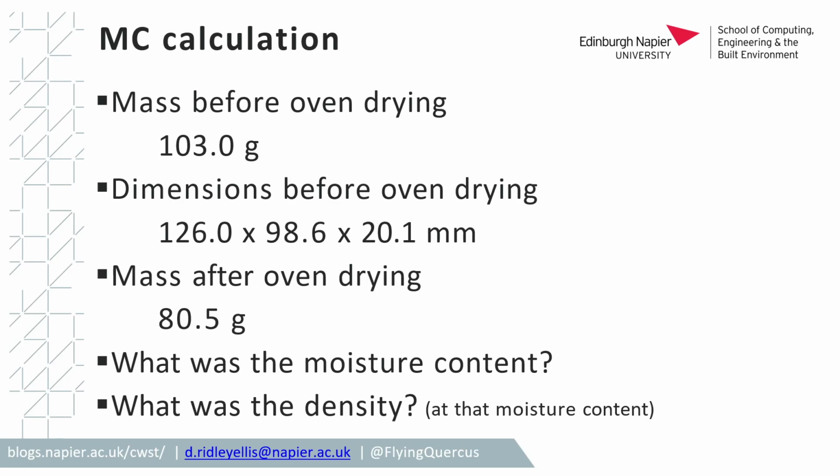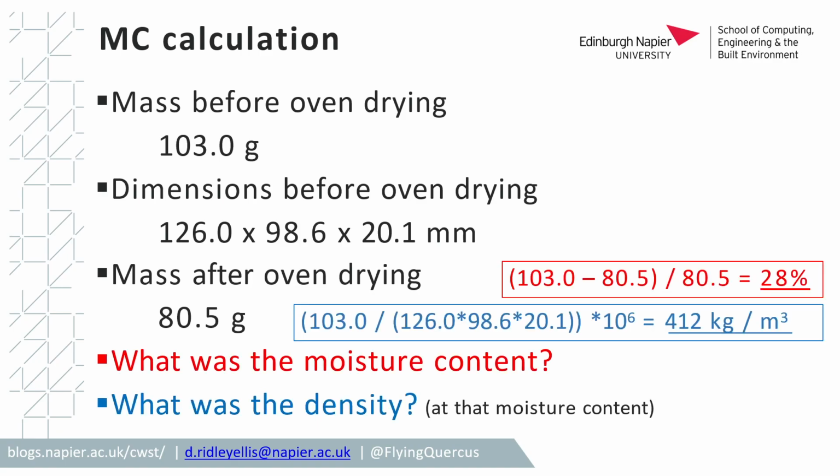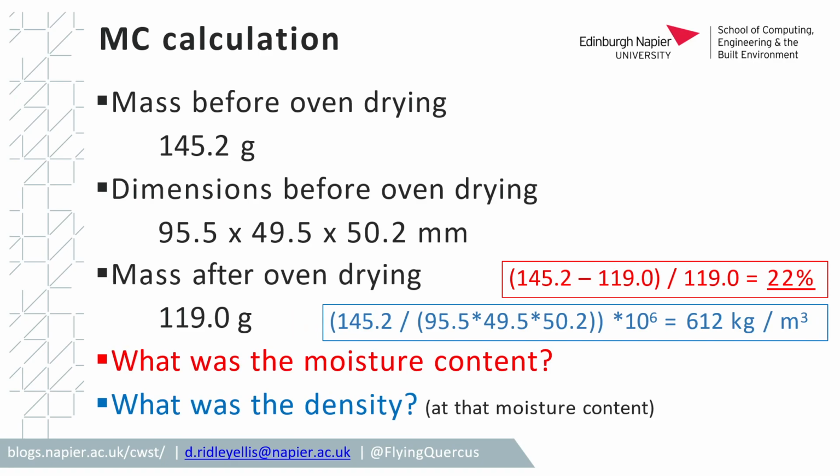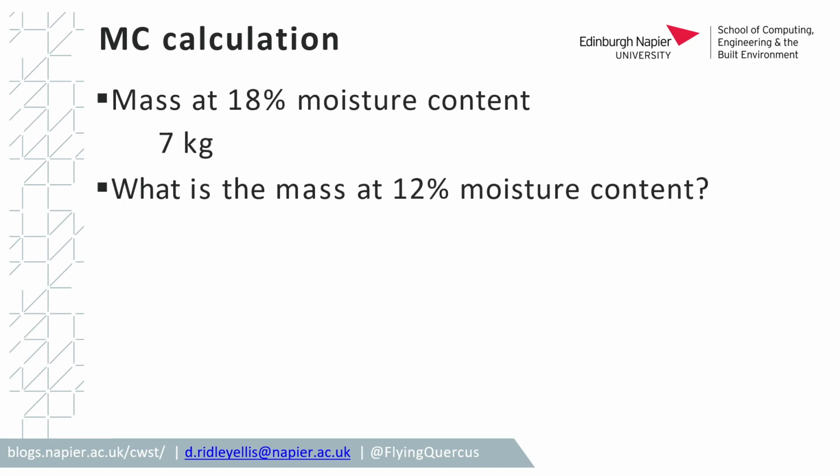Right, so MC calculations. Mass before oven drying, dimensions before oven drying, mass after oven drying. What is the moisture content? What was the density? So there's the answers, nice and easy. And then another one, similar thing. So you've got examples of how to do it.